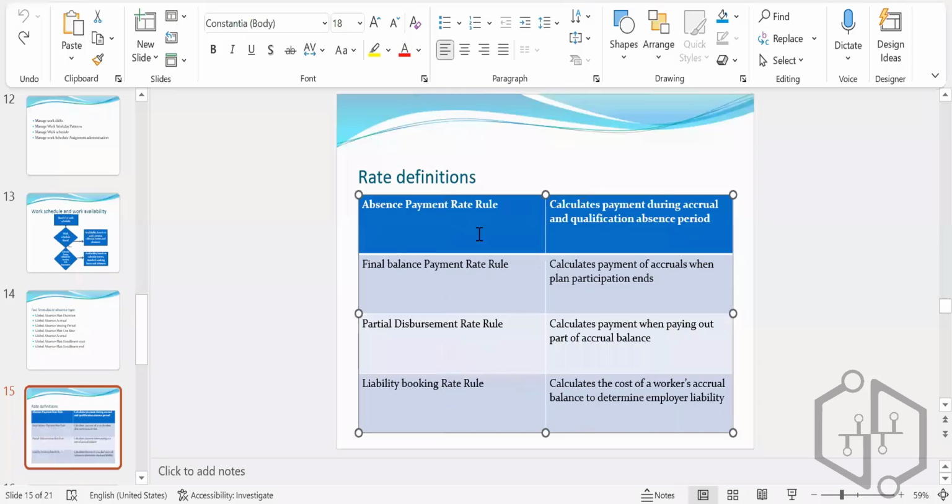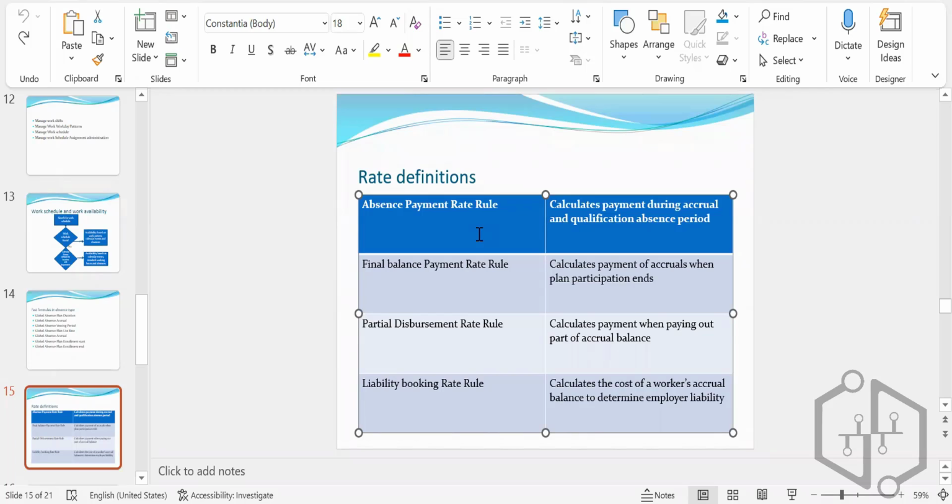Absence payment rate rule calculates payment during accrual and qualifications absence period. That means when you are calculating the payment during accrual and qualifications absence period, what is the payment you're getting in that accrual period and the qualification period? I've already taught you what is accrual period, what is qualification, what is no entitlement. Final balance payment will calculate the payment of accruals when plan participation ends.